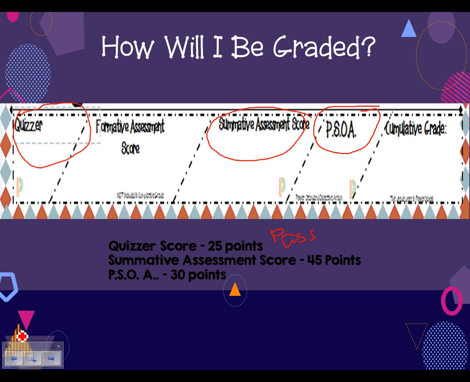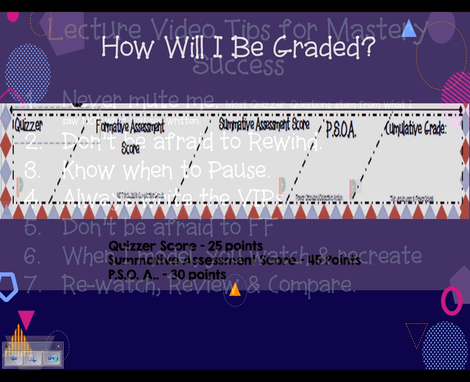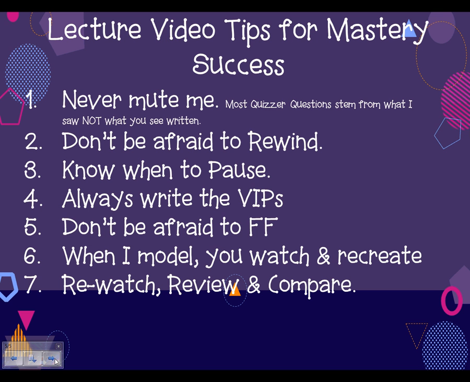So the key to get the best score, and then once again, I take those 3 scores, and this is what I put into PowerSchool. This one grade, and this grade is 45% of your overall grade, and you'll get one of these grades every week. So the key to all of this is making sure you have good lecture notes, that you understand the concept that's being taught in the lecture video, so you have as much information as possible when we start working on the skills. So these are some lecture video tips for mastery success.